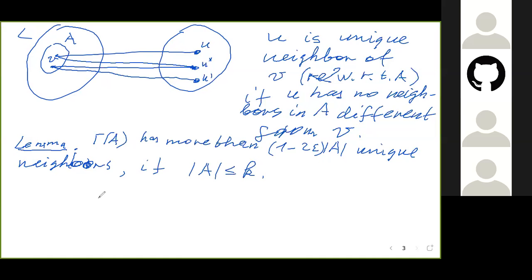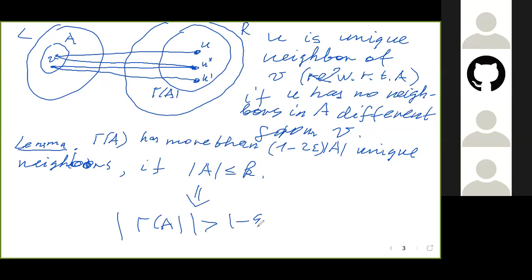So, why is this? Assume that this is R, and this circle represents gamma of A. So we know that gamma of A has more than 1 minus epsilon. This implies that gamma of A has more than 1 minus epsilon times d. Sorry, here we need to multiply also by d. It's important.